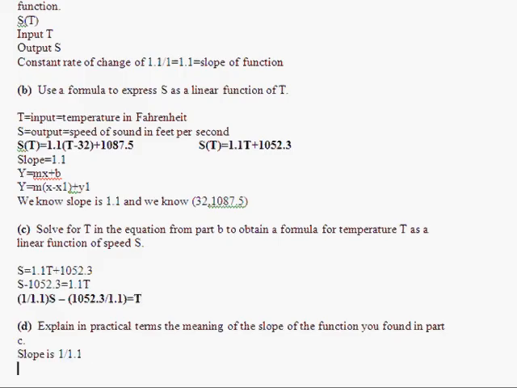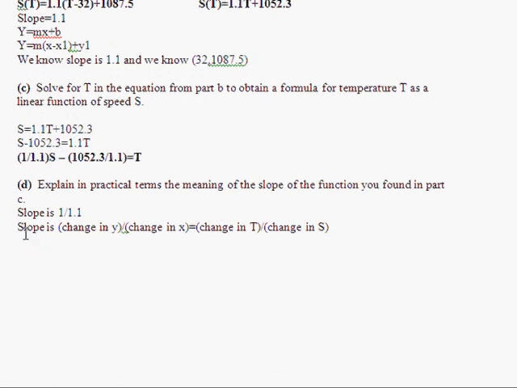In part D, the slope is 1 divided by 1.1. Slope is change in y divided by change in x. Or in this case, in the case of part C's formula, that's change in t divided by change in s. So now I'm going to relate that definition back to the actual value of the slope. The slope is 1 over 1.1.